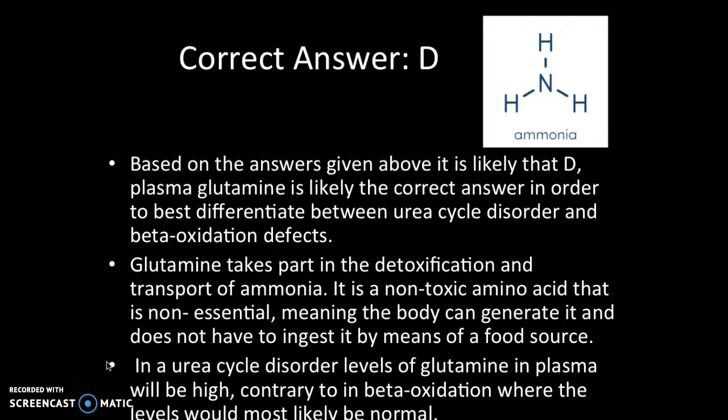Based on the answers given above, it's likely that D, plasma glutamine, is the correct answer in order to best differentiate between a beta oxidation defect or a urea cycle disorder. Specifically, glutamine takes part in the detoxification and transport of ammonia. It's a non-toxic amino acid that's non-essential, meaning that the body can generate it and it doesn't have to be obtained by something that you eat. In a urea cycle disorder, levels of glutamine in plasma will be high, whereas in beta oxidation, the levels would typically be normal.